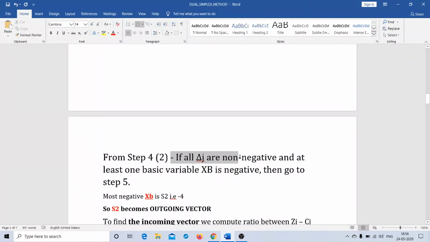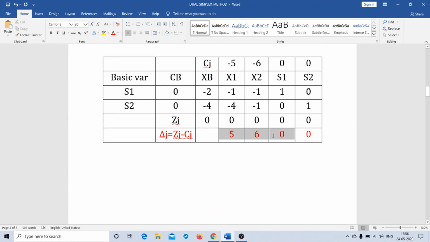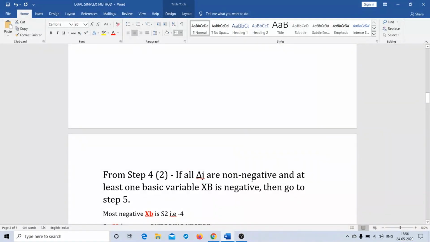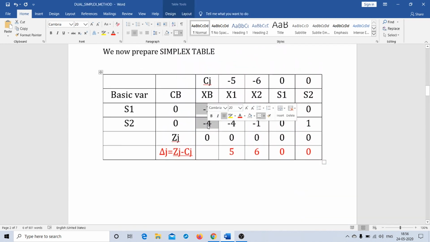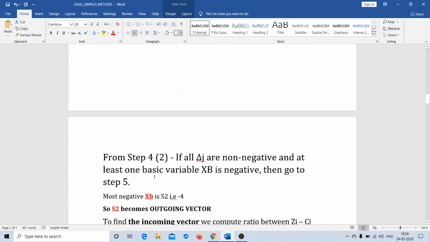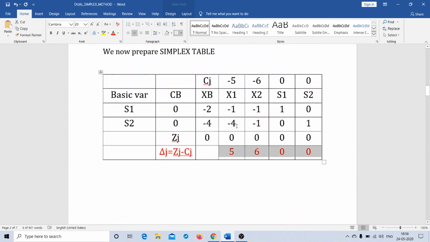Let us look at it. If all delta j are non-negative, let me look at delta j. I have 5, 6, 0, 0. So the entire delta j is non-negative, and it's an AND operator. At least one basic variable xb is negative. So look at the basic variable column, which has -2 and -4. So this condition is also satisfied, and hence the solution is not optimal. Please understand, this is how you draw the conclusion that the solution is not optimal in the dual simplex method.